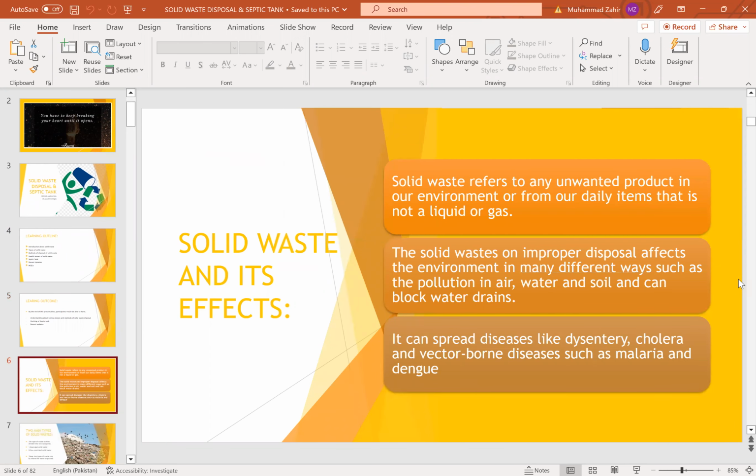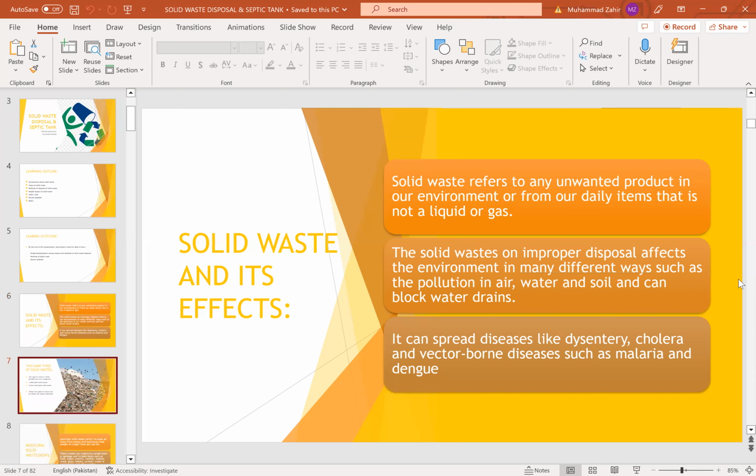Starting with solid waste and its effects. Solid waste refers to any unwanted product in our environment or from our daily items that is not a liquid or gas. Improper disposal of solid waste affects the environment in many ways, such as pollution of air, water, and soil, and can block water drains. It can spread diseases like dysentery, cholera, and vector-borne diseases such as malaria and dengue.